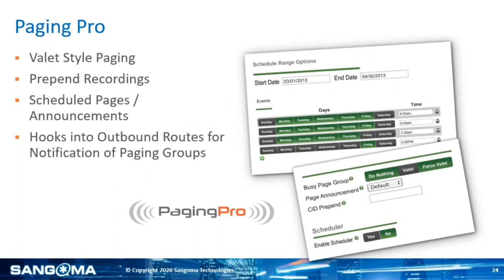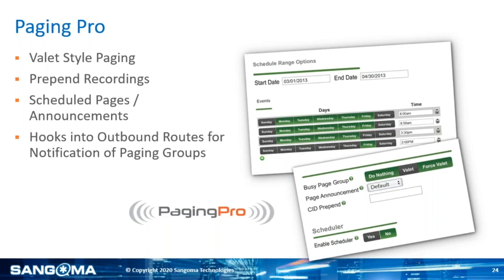Paging and intercom both come in the distro, but some folks do have the need for additional functionality beyond that, and that's where Paging Pro comes in. Valet style would be like what you see at the airport, where somebody picks up a phone, says something for a couple of minutes, hangs up, and then the announcement goes out. You can also schedule pages or announcements. That's huge in education. A lot of different schools we have seen over the years have actually just used this module to replace their bell system.